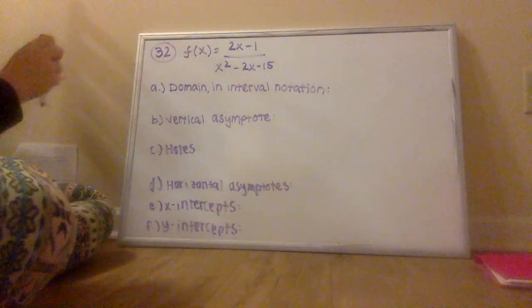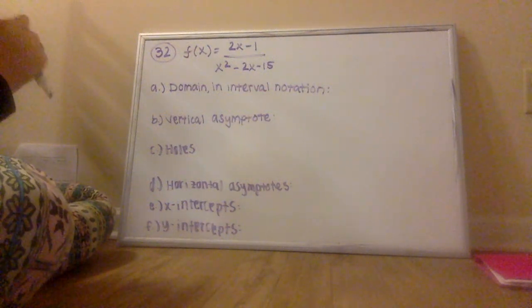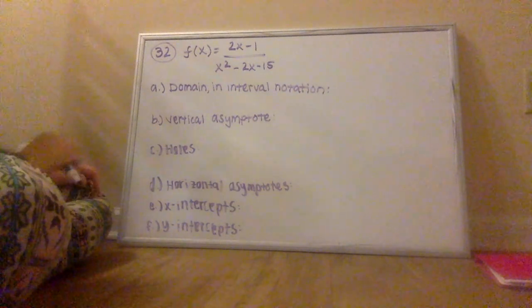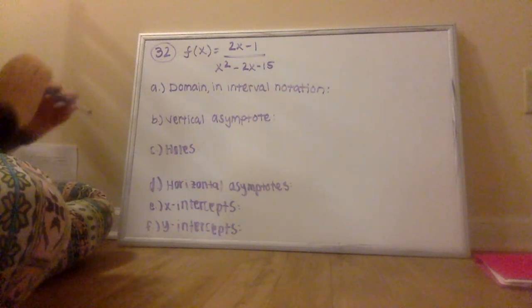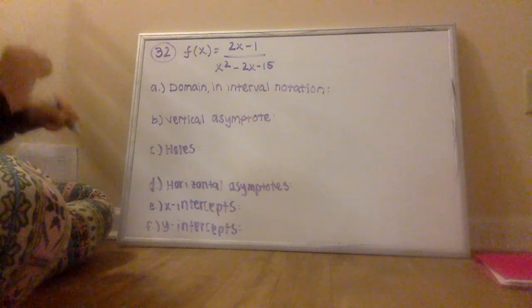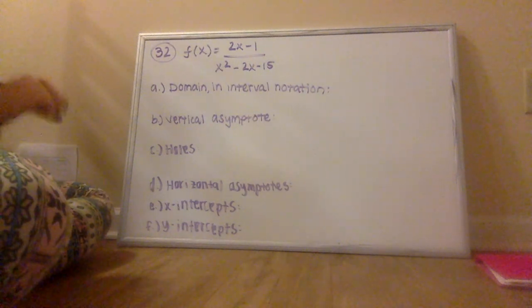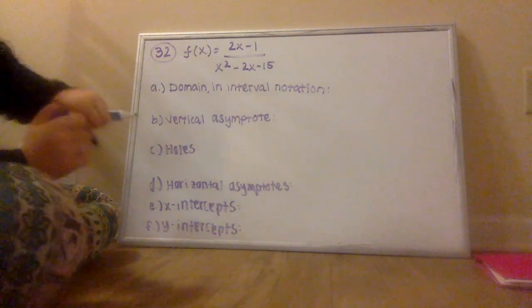Okay, so this is problem number 32 from the test 3 study guide. It's asking us, given this function, f of x is equal to 2x minus 1 over x squared minus 2x minus 15, to find the following, and if none exists, state none.